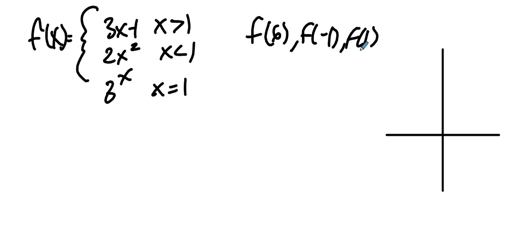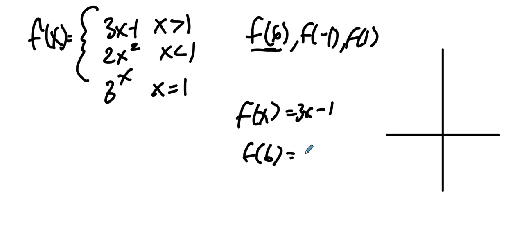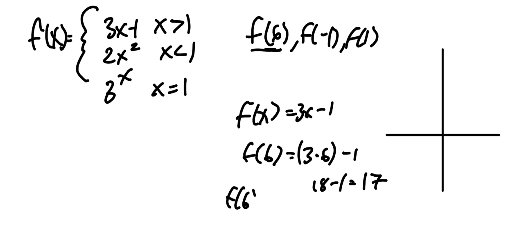So f of 6, essentially, you're not going to just want to plug this into all of them. You will only want to plug them in if they're in a certain domain. So x equals 6 only falls in the domain of this one here. So that means that we're going to have f of x is equal to 3x minus 1. Now f of 6 is going to equal 3 times 6 minus 1. 18 minus 1 is equal to 17. So it means f of 6 equals 17.